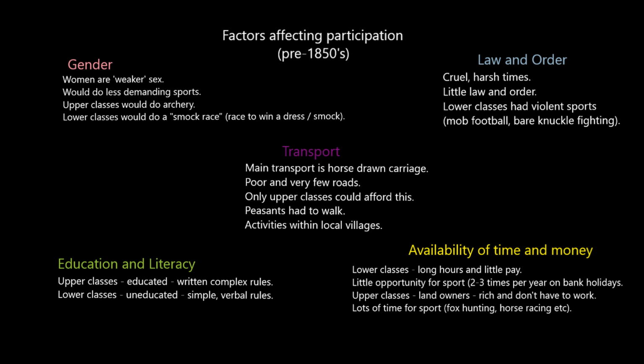But peasants, the working classes in other words, you had to walk. So you only took part in activities within your local villages. Hence why mob football, for example, was one village versus the neighbouring village, because you couldn't afford to get anywhere else. You couldn't have one village in the north against a village in the south. There was no public transport. So it's very local. Even the prize fighting was mainly at country fairs once, twice, three times a year, all within your locality. So that's everything to do with the factors affecting participation in pre-1850s, pre-industrial revolution Britain.